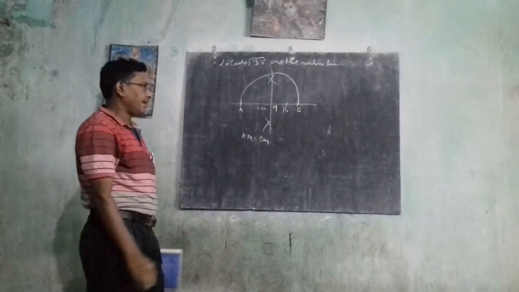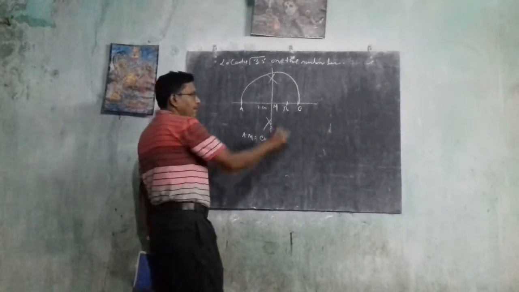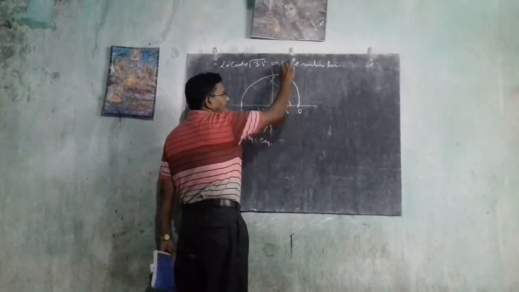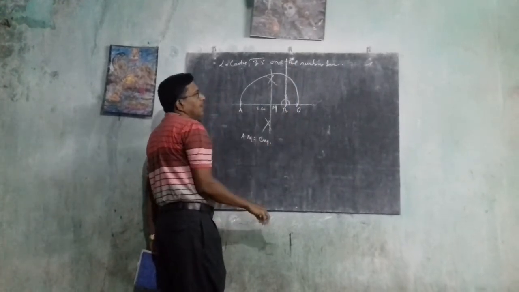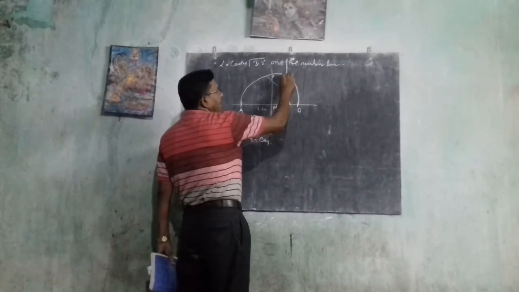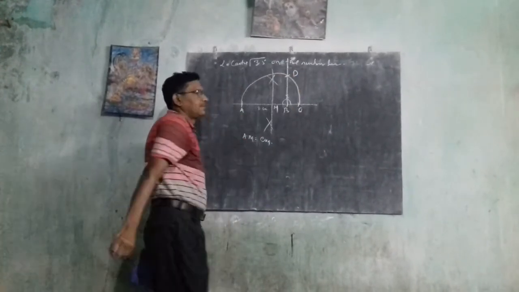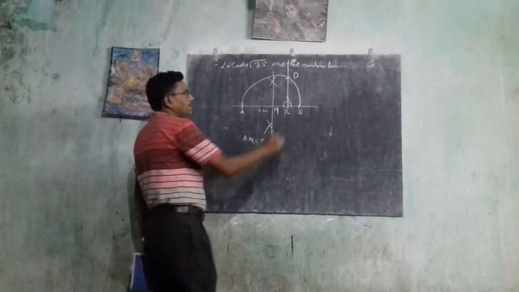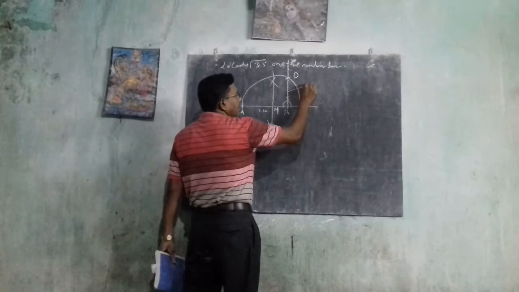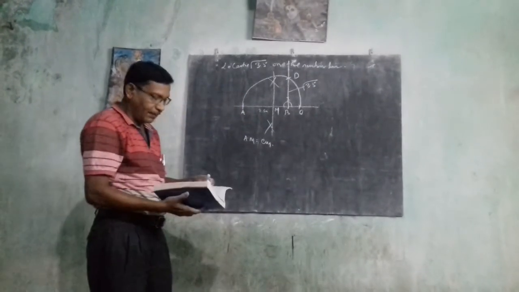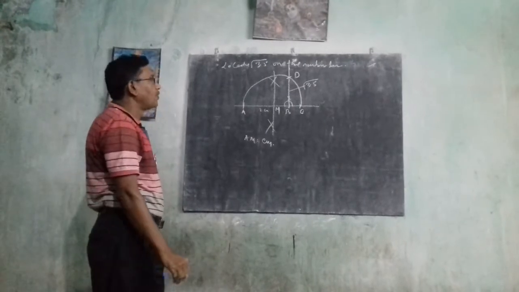Then at the point B, we draw a perpendicular, meaning 90 degrees. Where this perpendicular intersects the semicircle, that point is given as D. Now BD is root 3.5. How can it be root 3.5? Now we can prove it.